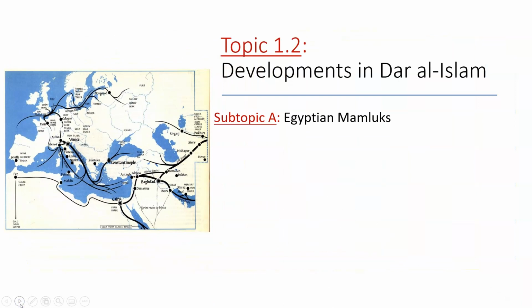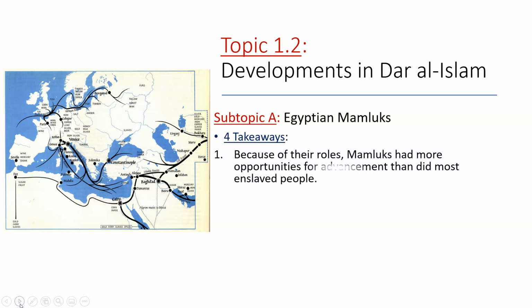Developments in Dar-al-Islam. Subtopic A, Egyptian Mamluks. Please make sure you're paying attention to these maps too. Maybe hit pause, check them out. Knowing a map and knowing what it's showing you, like if it's unlabeled, if you can just recognize it, those are good for any kind of FRQ.